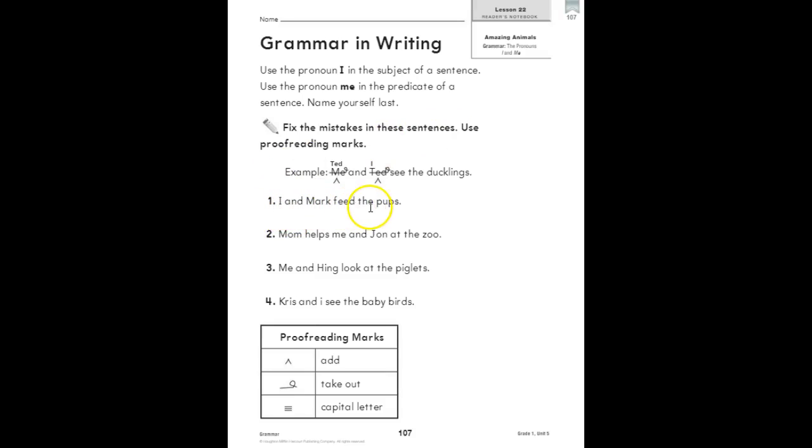I and Mark feed the pups. Is that right? Needs to be switched around, right? The I is right, but we can't name ourselves first. That's not right. So we need to squiggle out. My thing is just so thick. I'm not sure how to make it thinner. Okay, and we're going to make a caret. And this is where we're going to write Mark. Okay, I'm just going to make an M.